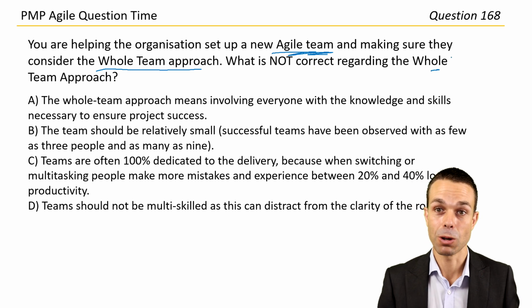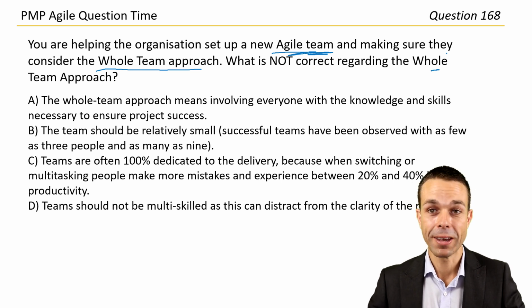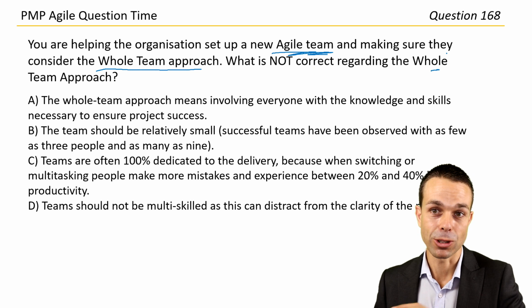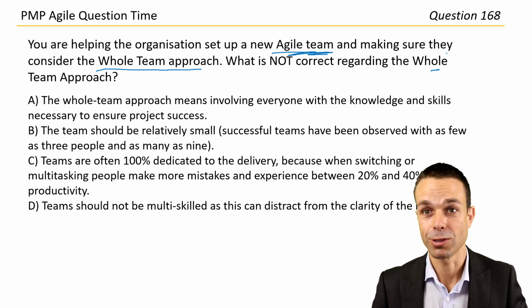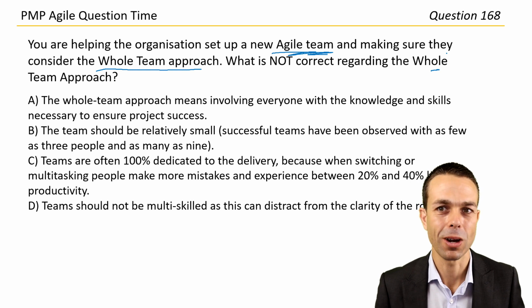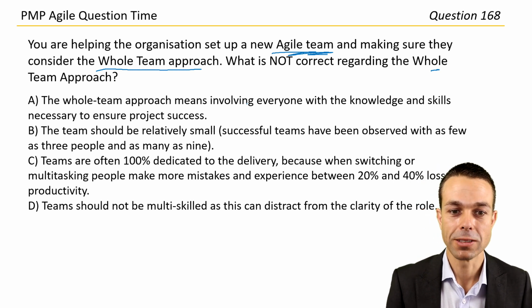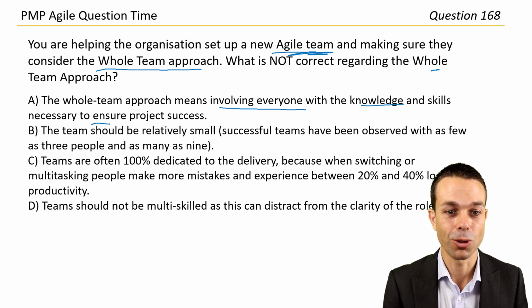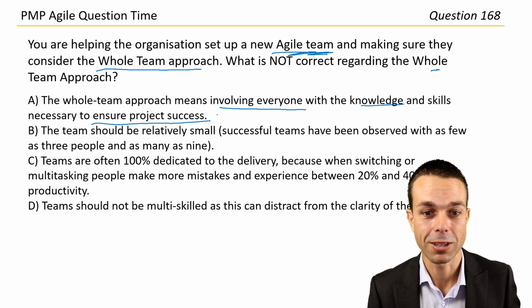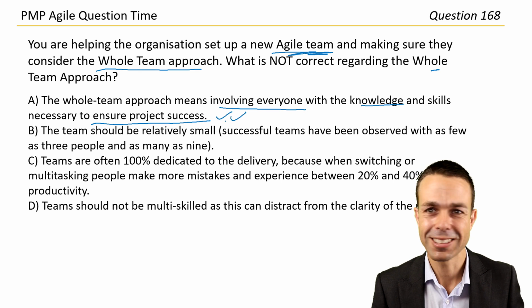All right, and this is where we get everyone that we need for our project within our own team instead of having to go to other teams and waste time trying to get responses from other areas. So this is a really good way to do Agile. The whole team approach means involving everyone with the knowledge and the skills necessary to ensure project success. Well, that pretty much answers that one, doesn't it? Let's see what else we've got.